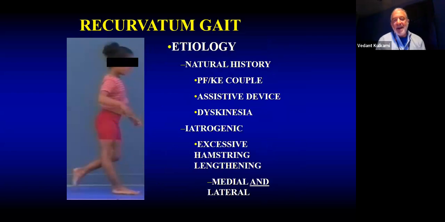Recurvatum gait may be part of the natural history of gait in children. It may be related to the plantar flexion knee extension couple. That means that, again, the ankle controls the knee in stance phase, so what's happening at the ankle is driving the knee. We see it in children at the GMFCS level 3 and above who use assistive devices. In almost all of those, the trunk tilts forward.